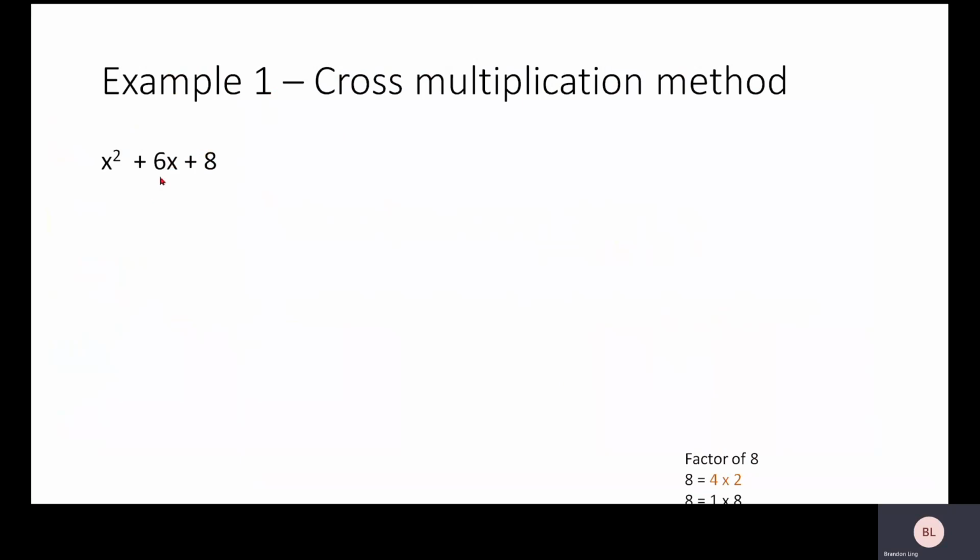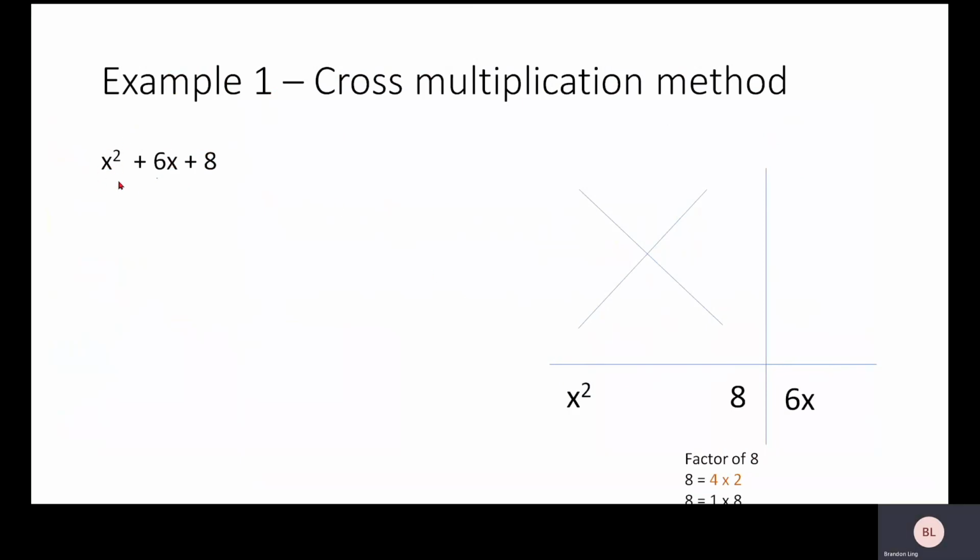We have x squared plus 6x plus 8. Whenever you see 3 terms, you have to use this cross multiplication method most of the time. You need to draw a big X with two straight lines, one horizontal and the other one vertical.